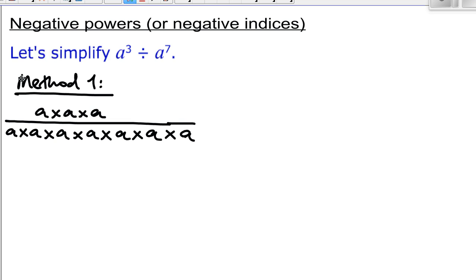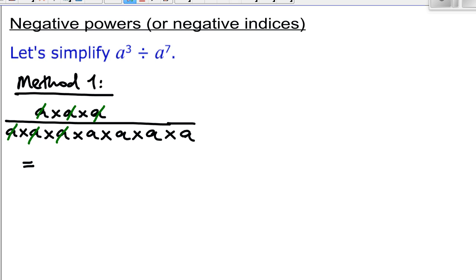Now, obviously, you know that if I divide A by A, I get 1, because I'm dividing it by itself. It's just the same as dividing 2 by 2. I get 1. So if we know that, we can simplify this expression. If we divide A by A, we get 1. So that's gone. A by A, we get 1. That's gone. A by A, we get 1. That's gone.